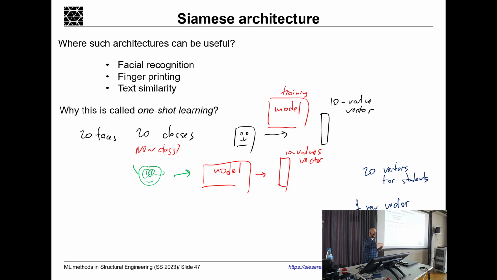So I do not retrain my model at all. My model already exists, and I just add another class. There is no retraining, nothing like that. So that's a very powerful tool for specific applications.